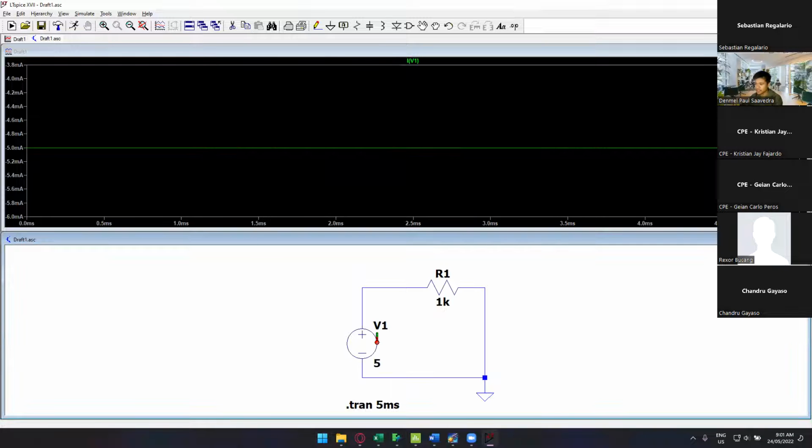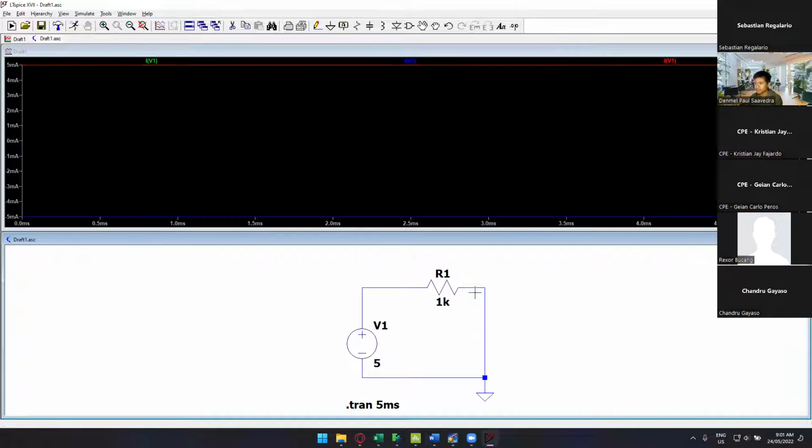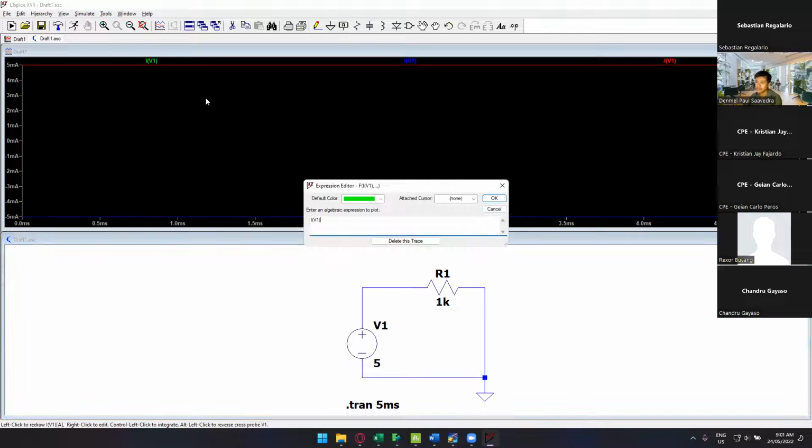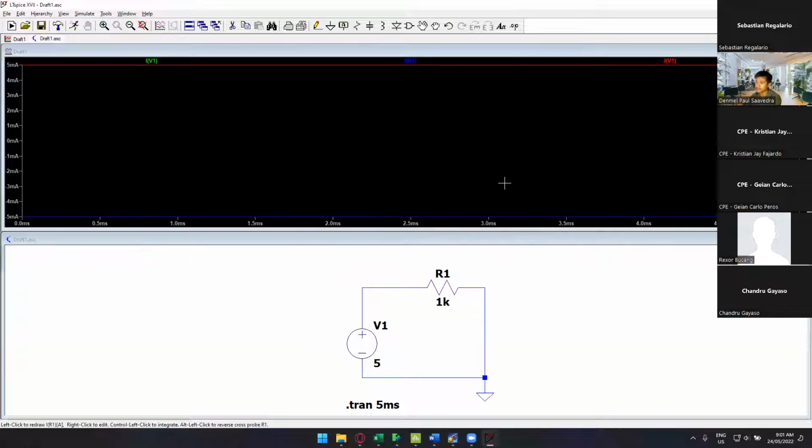So I can actually measure the current anywhere I want. This is the 5 milliamps, which is the red one, and the green one is still positive, and the blue one is the negative 5 milliamps. You can also change the color of this one if you want. Just right click.